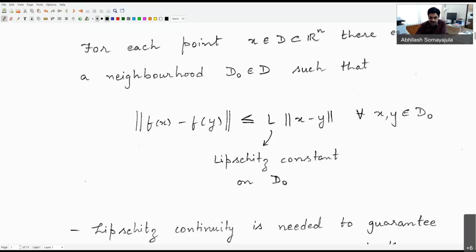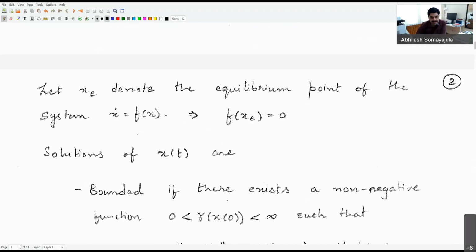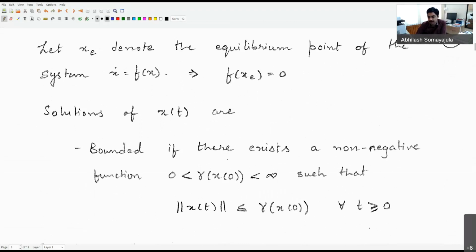So think of it as a stronger condition than continuity, but a weaker condition than differentiability. But also please understand that for most of our cases, f of x will be differentiable. Okay, unless we are dealing with some really weird processes, we will mostly have continuous and differentiable processes. Okay, then we started the idea that we are looking at the equilibrium point of this system, and we understood that xe, let's denote that as the equilibrium point of that system. Then f of xe must be equal to 0 by definition of an equilibrium point.